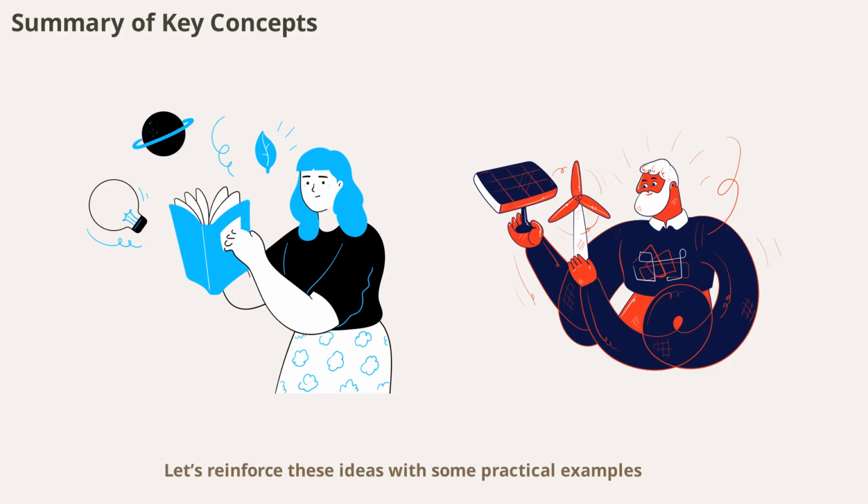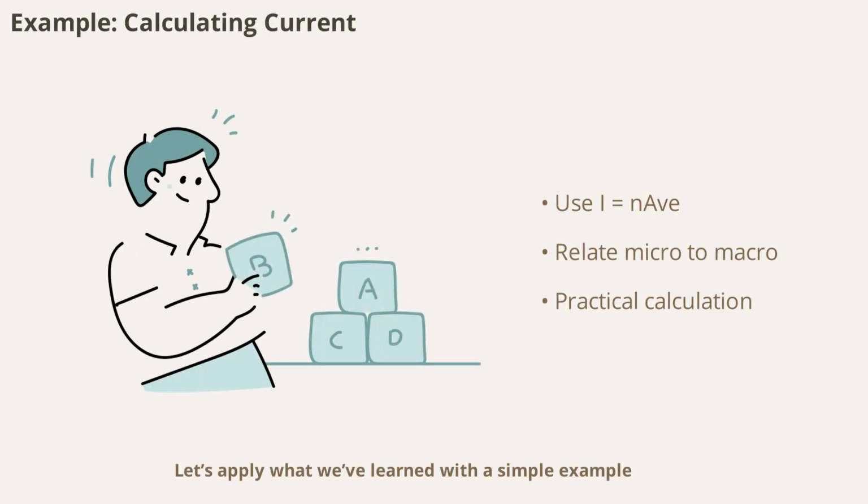Let's reinforce these ideas with some practical examples. Let's apply what we've learned with a simple example. Suppose you have a wire with a known number density of electrons, a given cross-sectional area, and a measured drift velocity. Using the formula I equals n A v, you can calculate the current flowing through the wire. This practical application shows how microscopic properties translate into measurable quantities in real circuits.